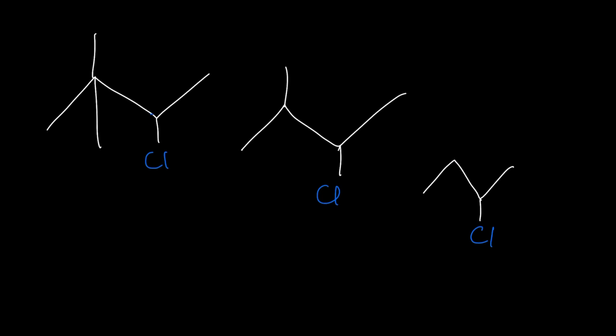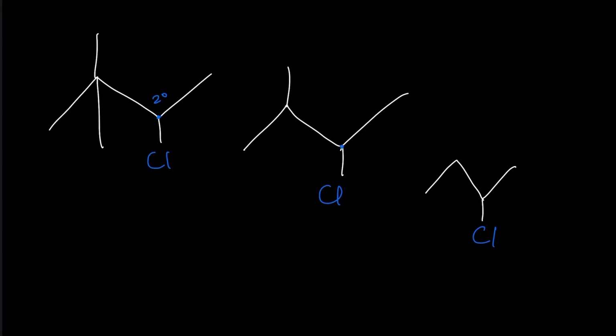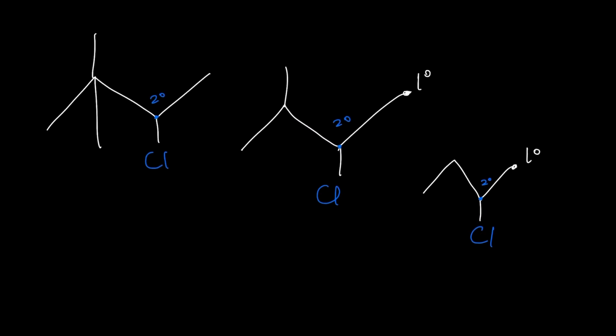So in this case, the alkyl halide carbon, all of them are going to be secondary. This carbon is secondary here. This carbon is secondary here. So all the carbons to which the chlorines are attached to are secondary. However, let's look at the carbons around them. The carbon on the right is, for all of them, primary. So far everything is even with these three compounds.